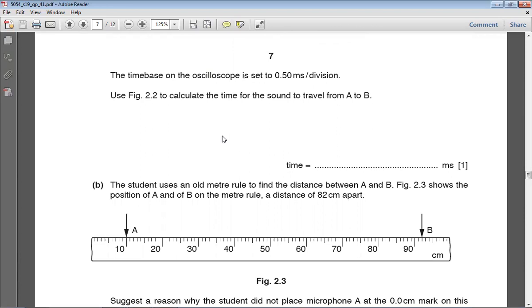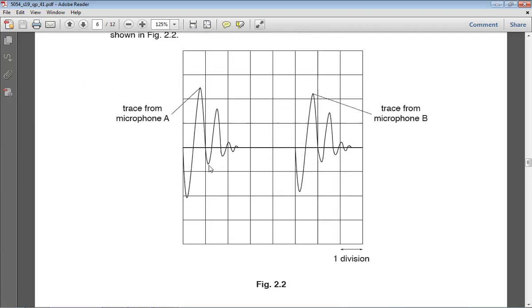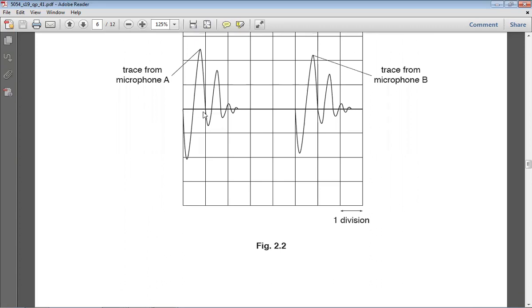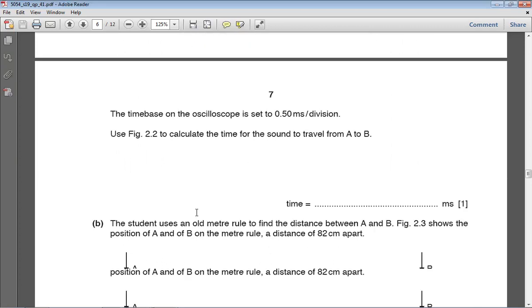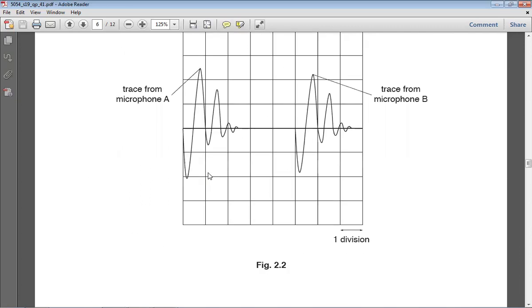You know, time base means the scale which is used on the x-axis. On this scale, one division on the x-axis represents 0.5 milliseconds. So this one square represents 0.5 milliseconds. The question is, using figure 2.2, calculate the time for the sound to travel from A to B.